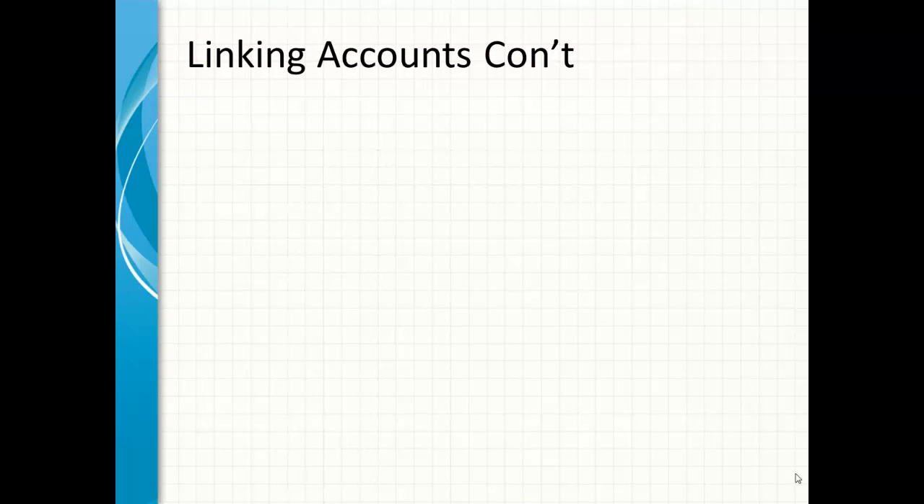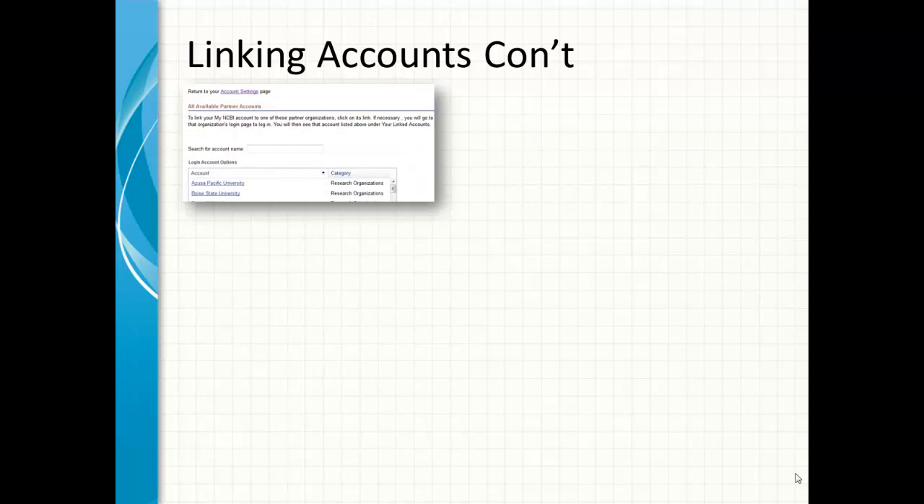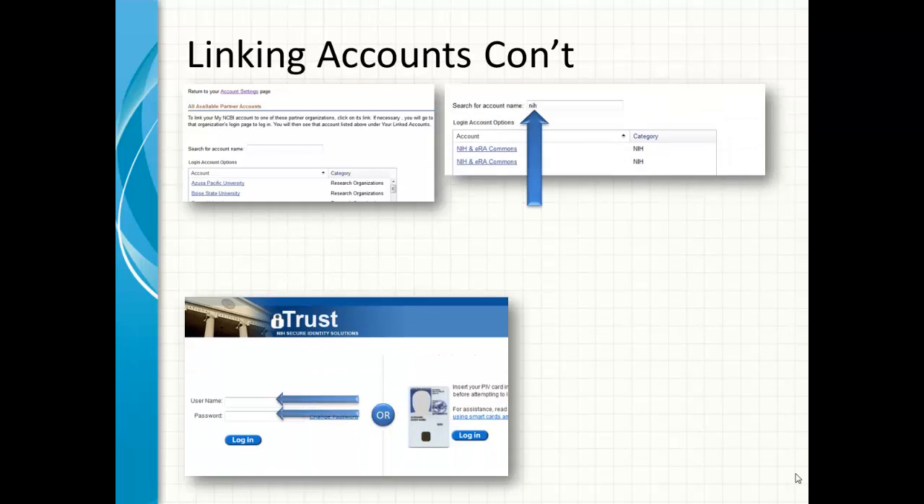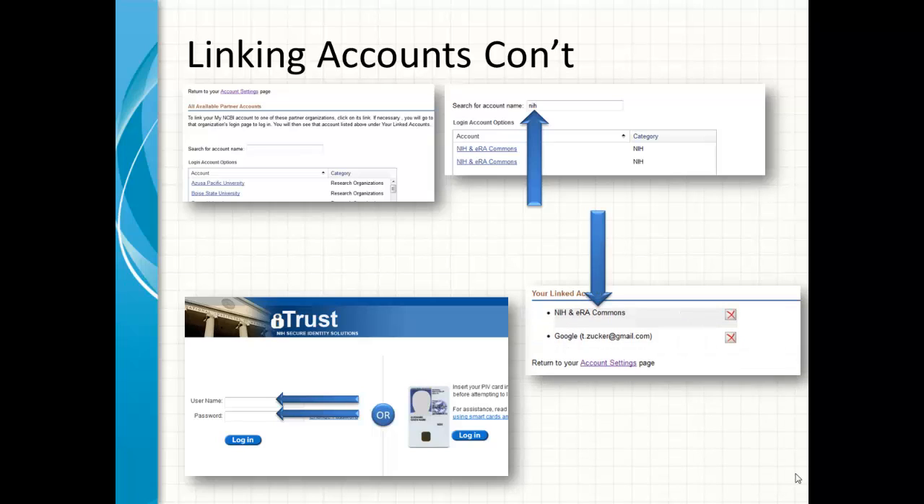Once you click on the Change button in the previous screen, you will be presented with this search screen. In the Search for Account Name box, type in NIH, upper or lowercase. Then click the first link. When you are asked to log in, on the Trust page, enter your eRA Commons login name and password. You should then be redirected back to the PubMed page, and under your linked accounts, you should now see NIH and eRA Commons.